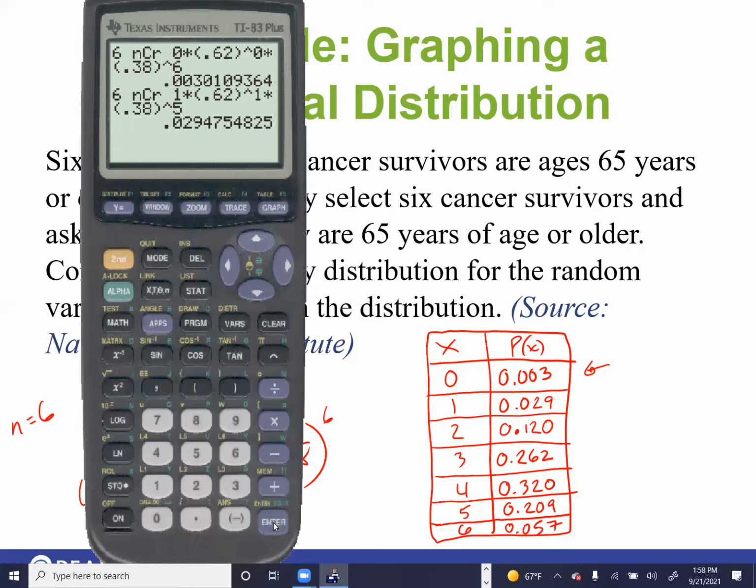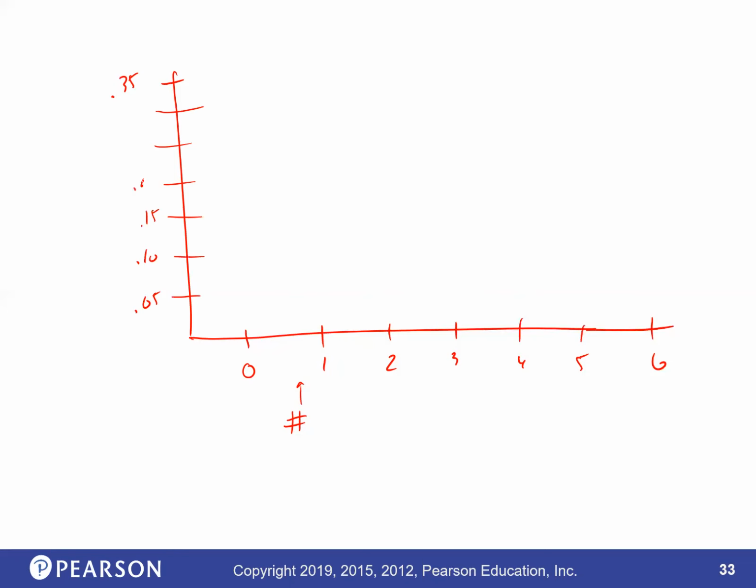Then we're going up here to 0.35. Because 0.32 is the largest one, you could actually go to 0.40, that's fine. I'm going to divide this up into 1, 2, 3, 4, 5, 6, 7. So 0.05, 0.10, 0.15, 0.20, 0.25, 0.30. Done.